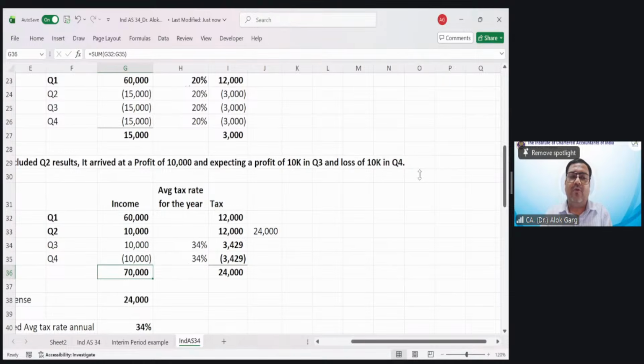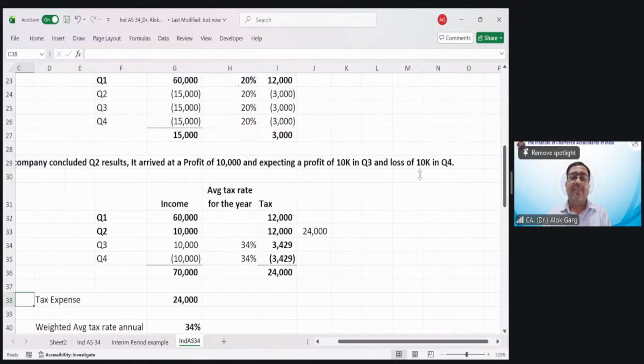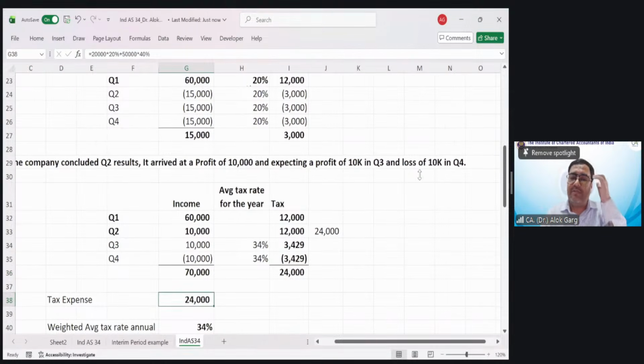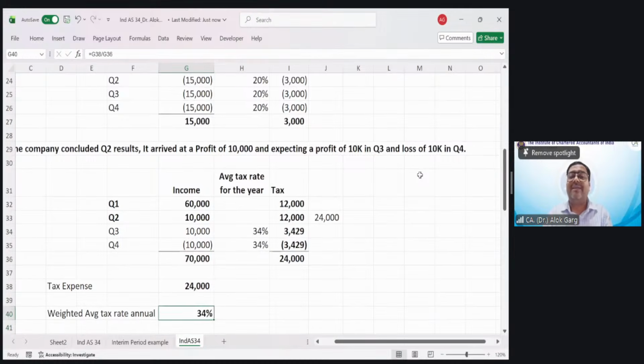Now, what is my tax expense on 70,000? On 20,000, I will apply 20%, plus on the remaining amount I will multiply by 40%. 24,000 is the tax which is coming. 24,000 divided by the full year profit of 70,000, the tax rate is coming at 34%.